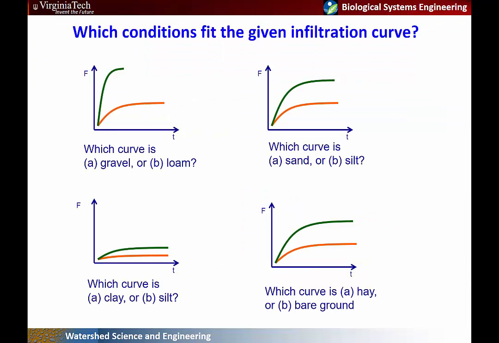So I threw in a little quiz here. Which conditions fit the given infiltration curve? In this one, which curve is for gravel and which curve is for loam? Green and orange. Can anyone tell me which curve is for gravel? Green. All right. How about for this one? Which curve is for hay and which curve is for bare ground? Which curve, green, is which one? Hay, right. So not only can the soil type and soil characteristics affect it, but the management and crop type can affect the infiltration capacity as well.